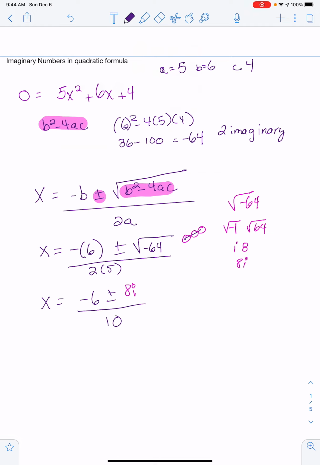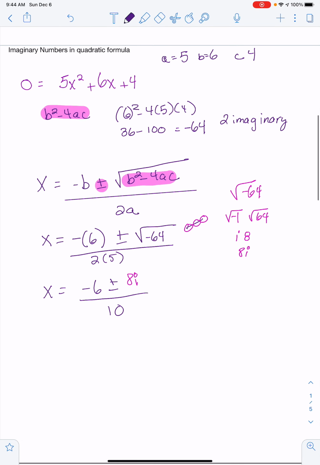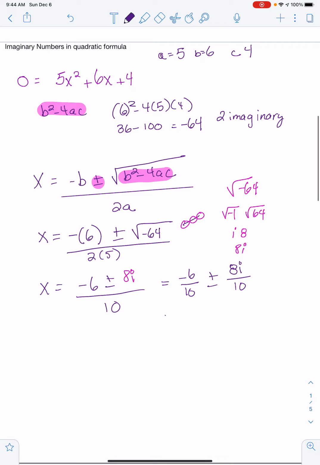That is a correct answer. It would be better if you simplified it. In order to simplify it, I'd probably take it and go negative 6/10 plus or minus 8i over 10. And then what happens is you can simplify these fractions like you would before. And so this would be negative 3/5 plus or minus, and then you'd probably write it as 4/5 i. That gives you kind of a coefficient in front of your i.